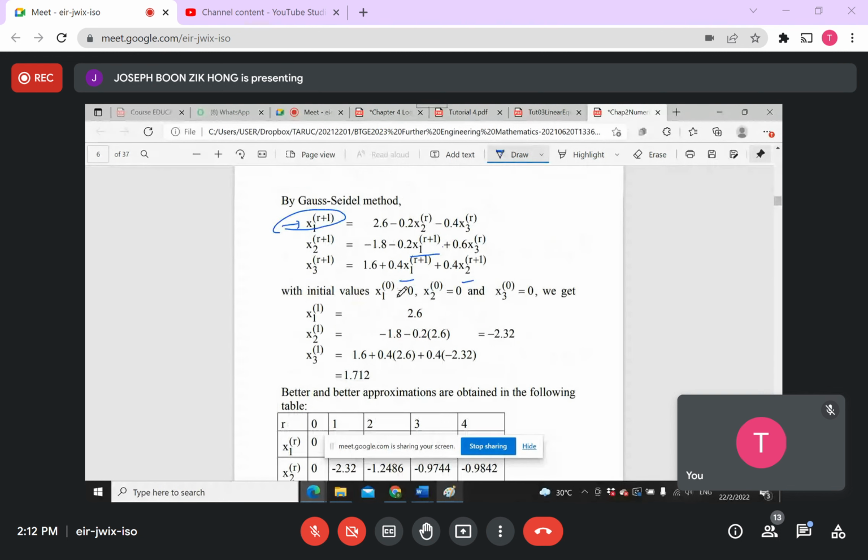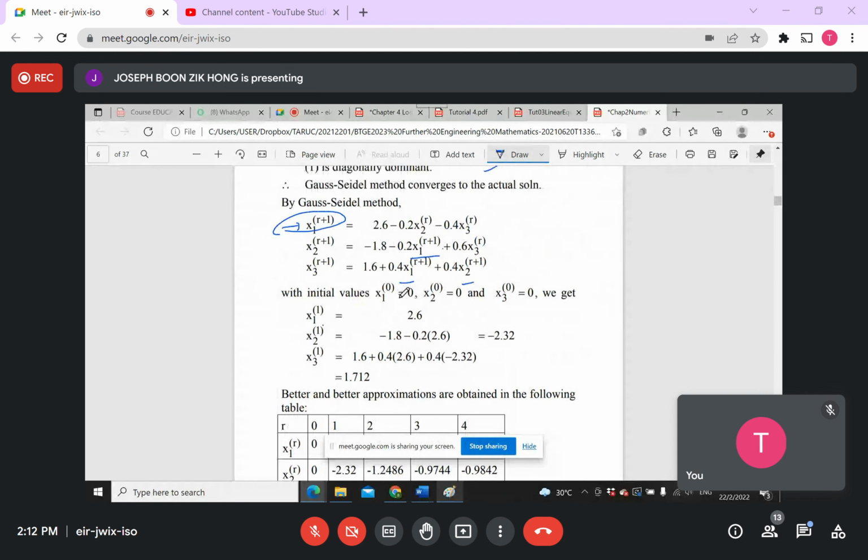So you can see when you have x1, x1 0, you use 0, 0, 0. So I get 2.6. But once you calculate for x2, you can use the 2.6 you have already. X3 you still don't have, so you have to use the last round one. But x1 you have already. X1 you have 2.6, so you have to put in 2.6 already. Do you understand what it means? Can you understand what it means?